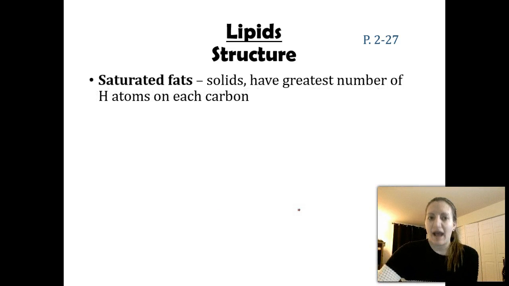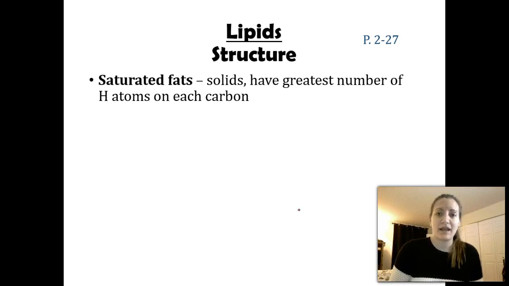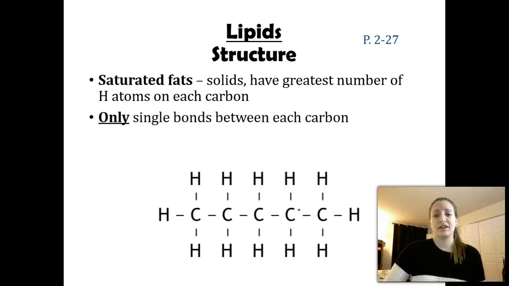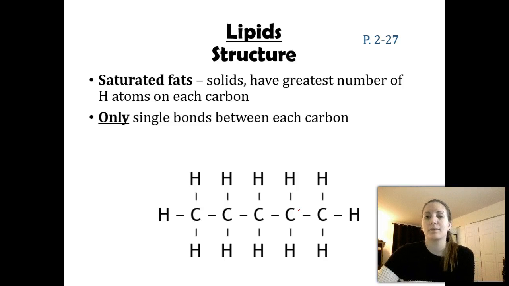So saturated fats are solids. Things like butter, Crisco, lard, blubber, all of those are solid at room temperature, and those are saturated fats. Saturated fats are saturated or full of hydrogen atoms, so every single carbon has as many hydrogen atoms as possible. Here's an example. What you'll notice is that each of these carbons only forms single bonds with other carbons.